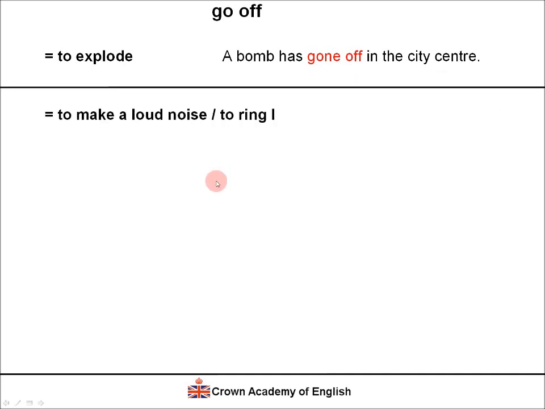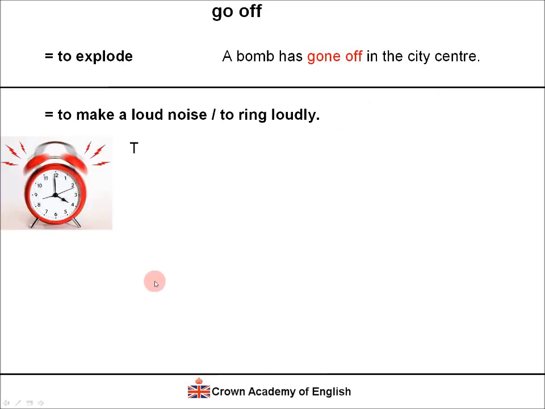A second meaning, another different meaning of go off, is when something makes a loud noise or when something rings loudly. And we often use this to describe the sound of an alarm. So example, the alarm clock is going off. So it means the alarm clock is making a loud noise. It's ringing loudly.